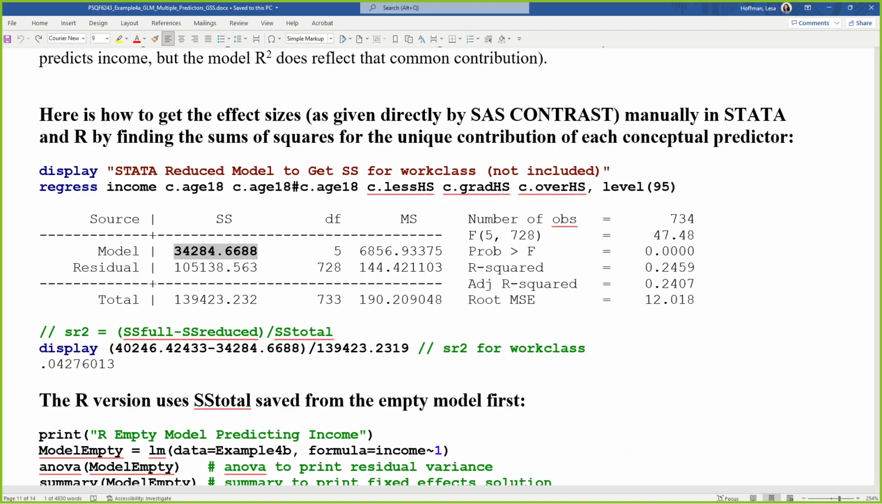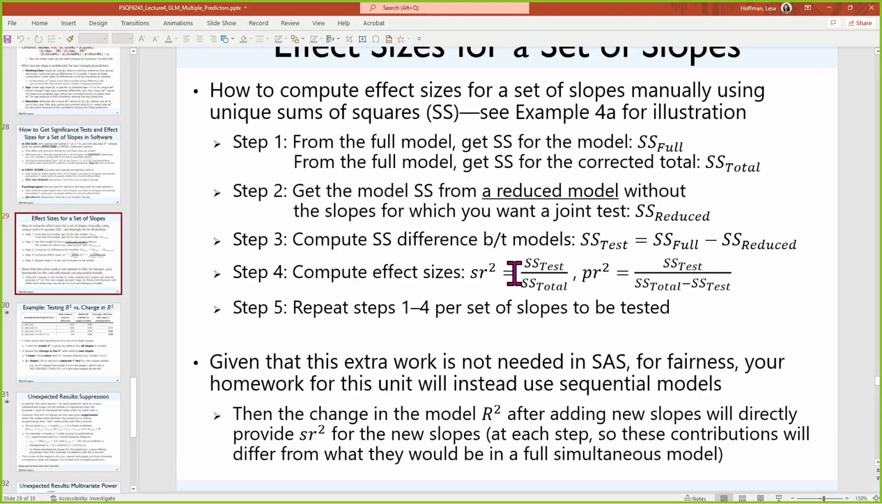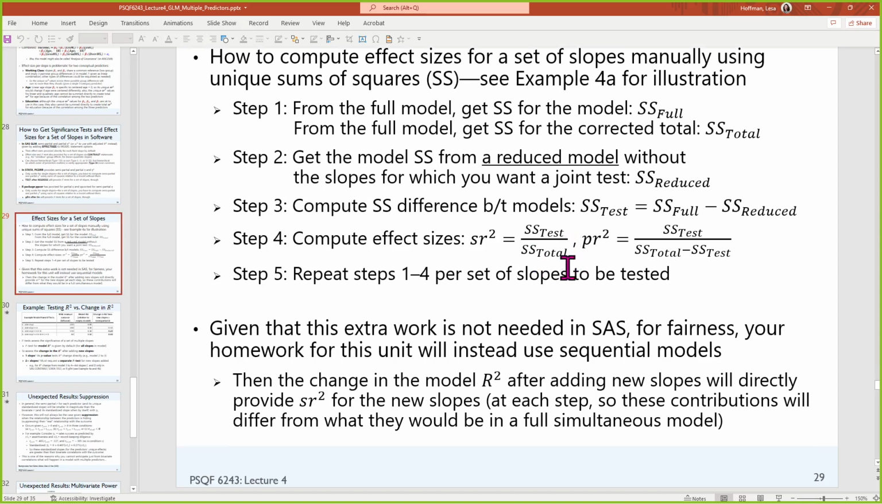So this sequence, I should say, is on slide 29. That's where this goes with. That's what I'm talking about.